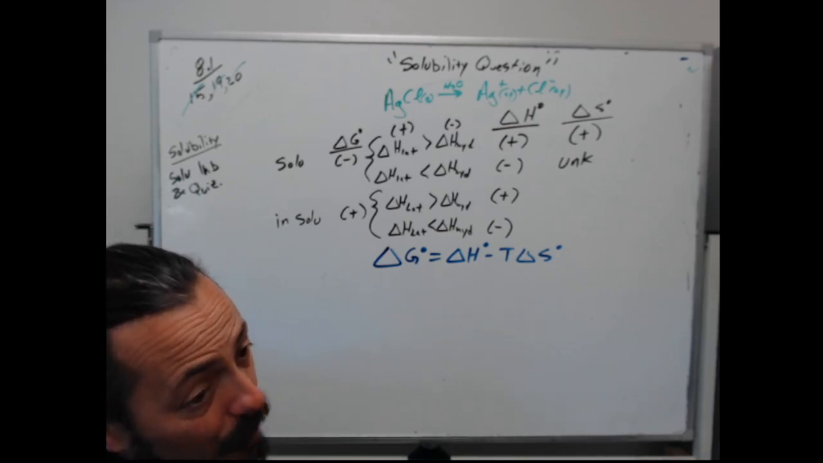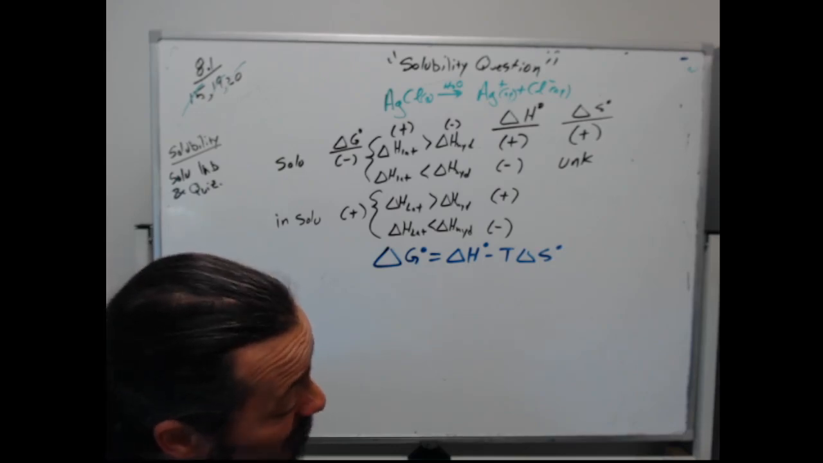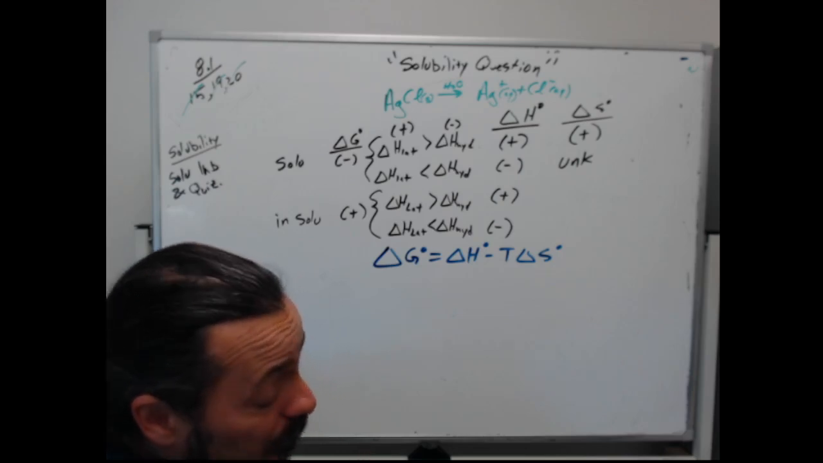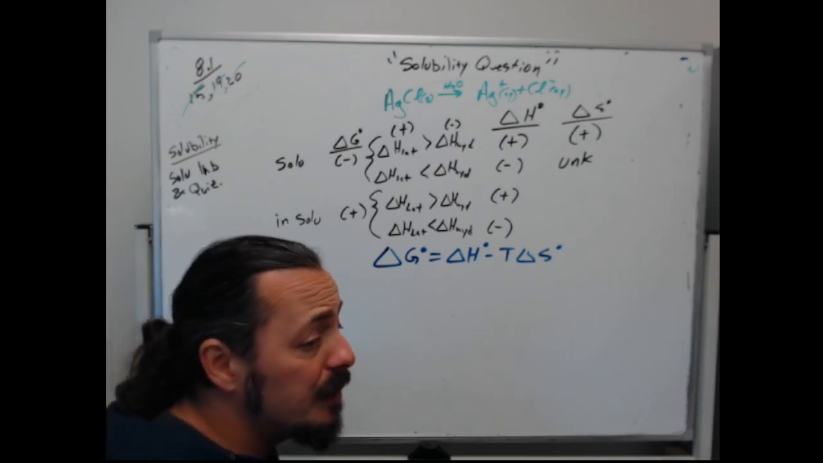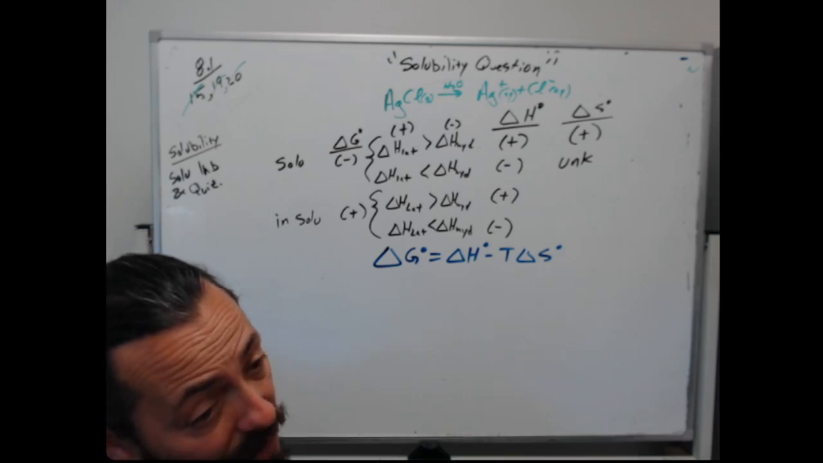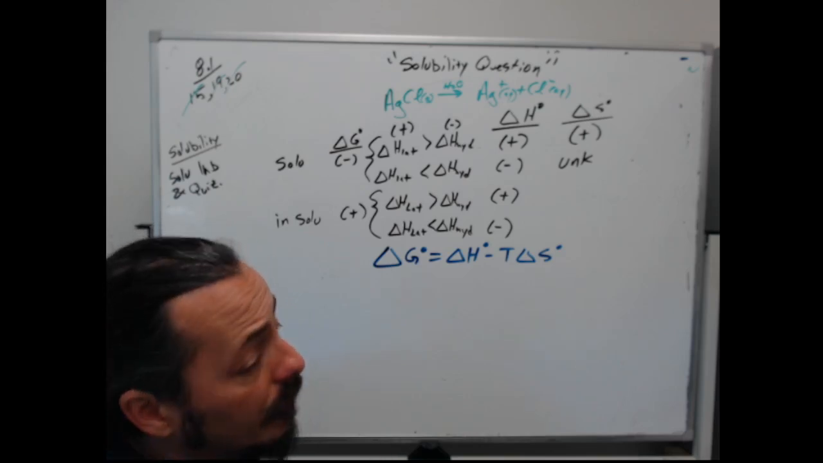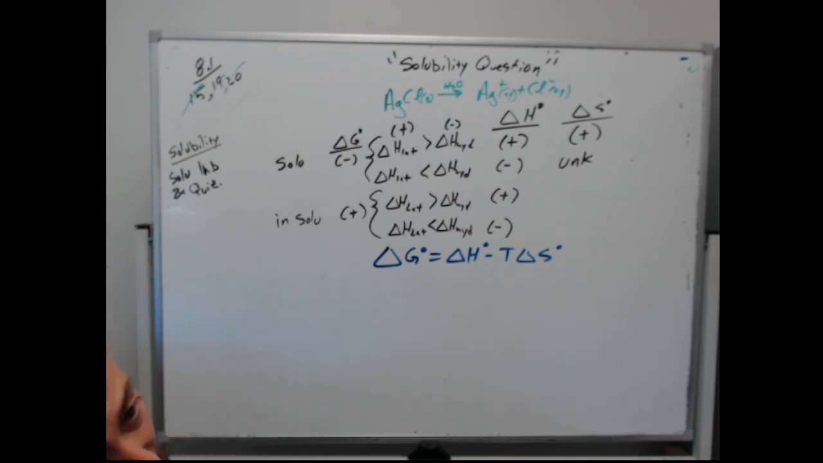Since either case is possible, positive or negative, and I don't know which is more or less likely, I can just say I don't know. I could put some constraints on it. It could be positive in any value, or it could be negative and smaller than delta H, but I just don't know. And that's the kind of logic we go through.